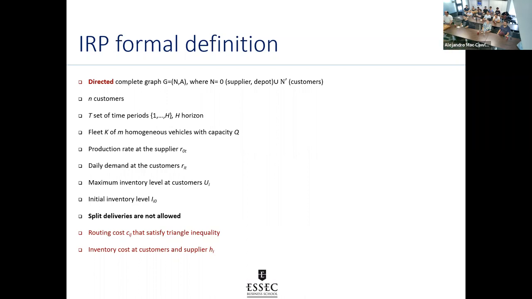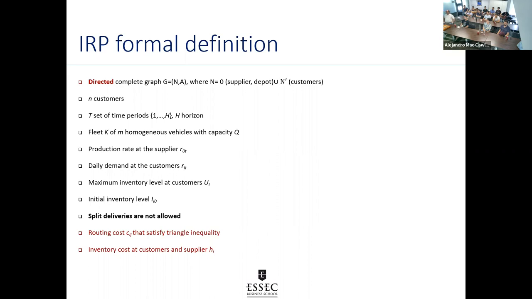I focus here on the term directed, because it is important, as you will see, in the formulation that we use. We need a directed formulation, that is, we need to know in which sense each route is traversed. So I need to know whether I'm going from vertex one to vertex two or from vertex two to vertex one.